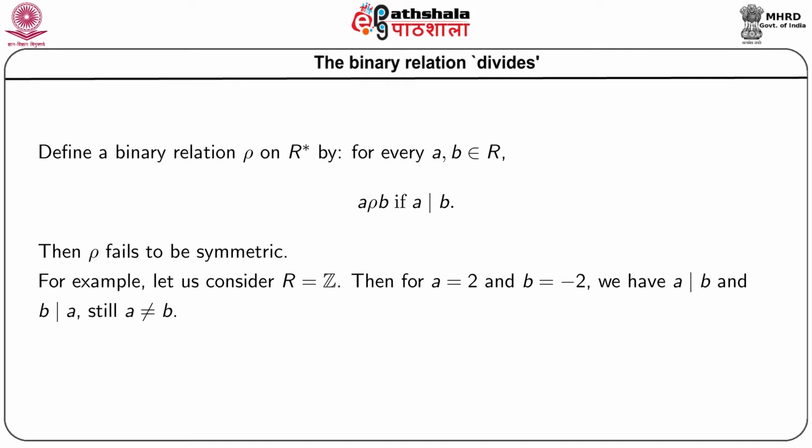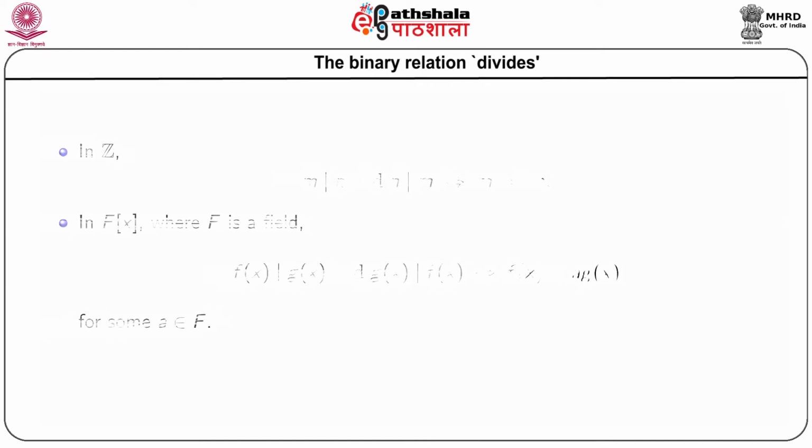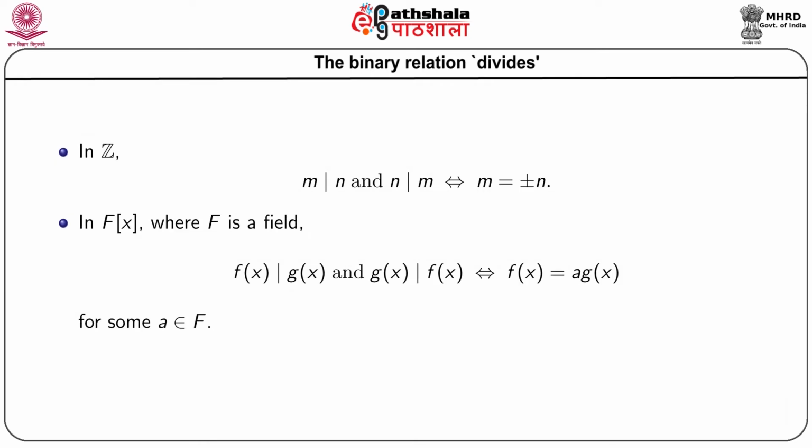This notion of divisibility gives rise to a binary relation rho as follows. See that since R contains 1, rho is reflexive, and also because of commutativity rho is transitive, but rho fails to be symmetric. For example, consider R equal to Z and two integers 2 and -2. Then both 2 divides -2 and -2 divides 2, still they are not equal. Now in Z we see that m divides n and n divides m if and only if m is equal to either n or minus n.